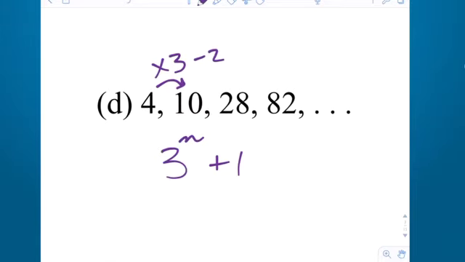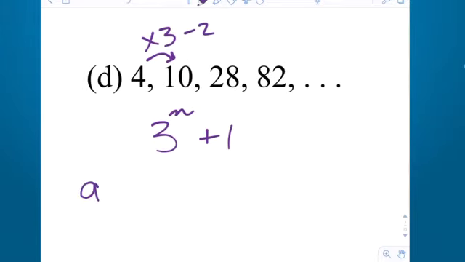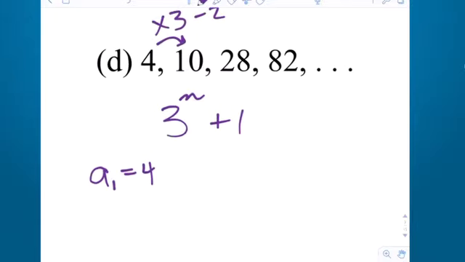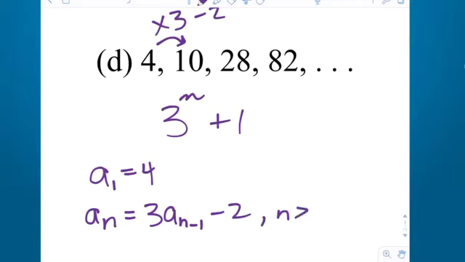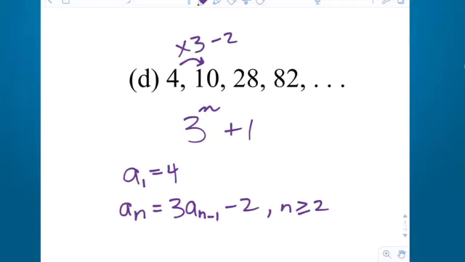Now, there is a way to do it recursively. Here's how you would do this recursively. You would say a sub 1 equals 4. That's your seeding value. And then you would take 3 times the previous term, which is a sub n minus 1, and then minus 2. And that works for n greater than or equal to 2. So this is called a recursive relation. With that little formula, it's like a programming language, you could then generate sequential terms.